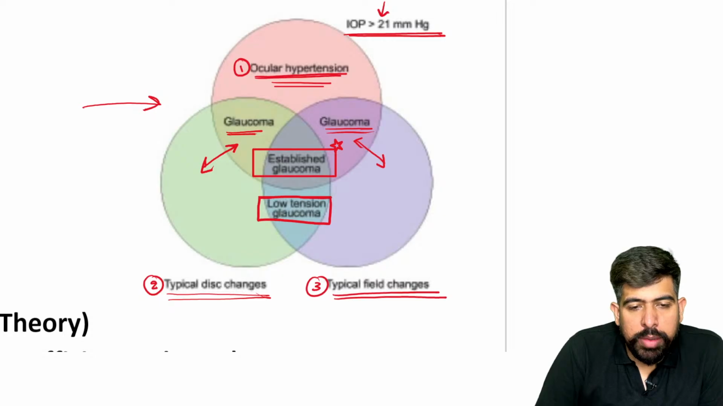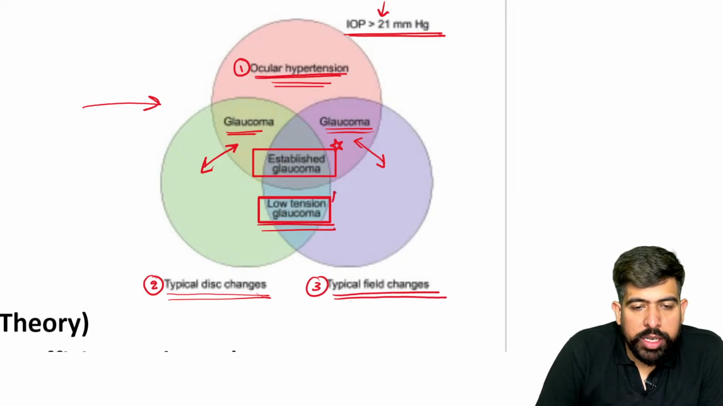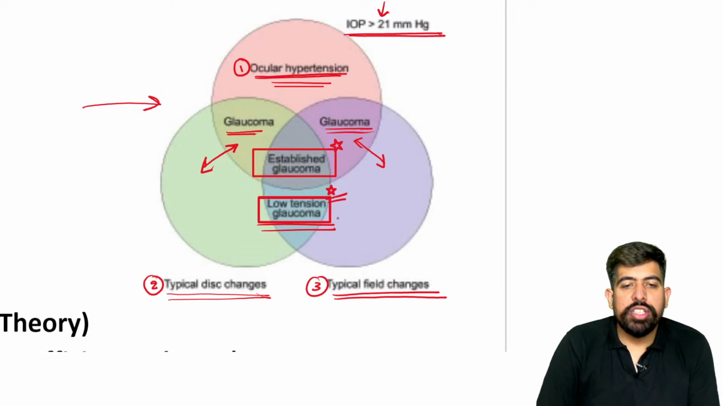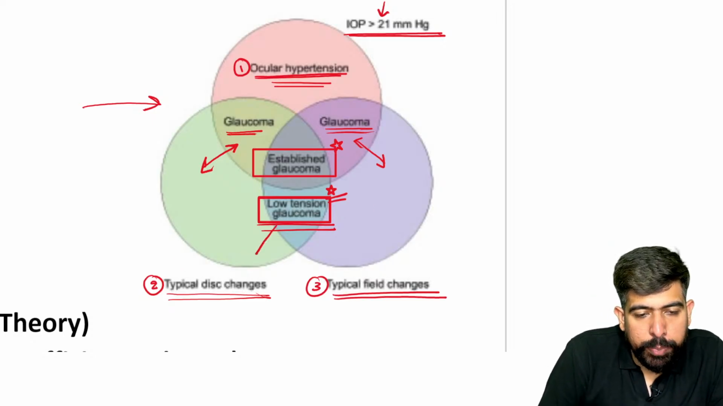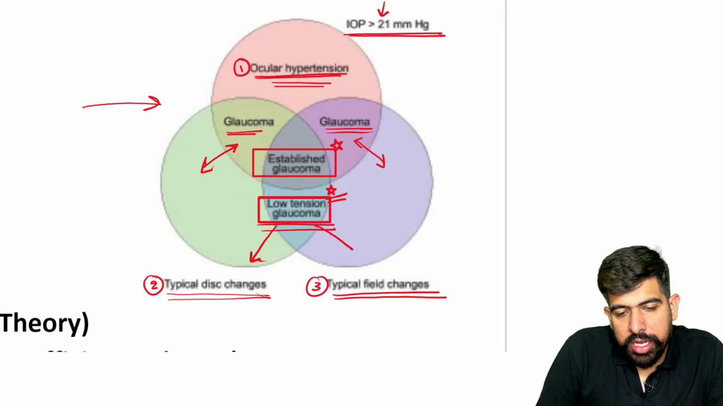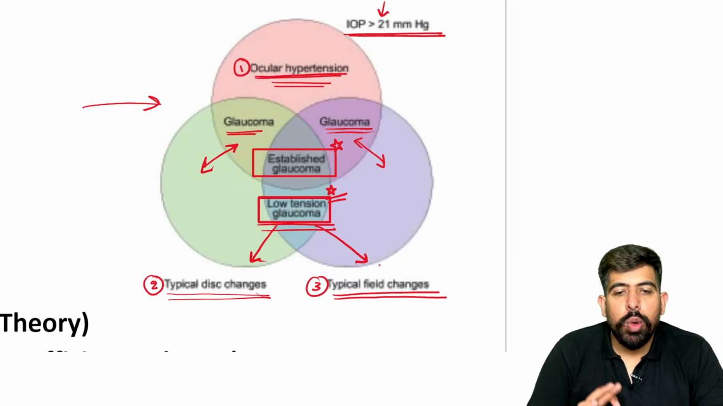there is low tension glaucoma. What is the meaning of low tension glaucoma? Please remember: if the intraocular pressure is less than 21 mmHg, but the patient has typical disc changes and typical field changes, that is known as low tension glaucoma.